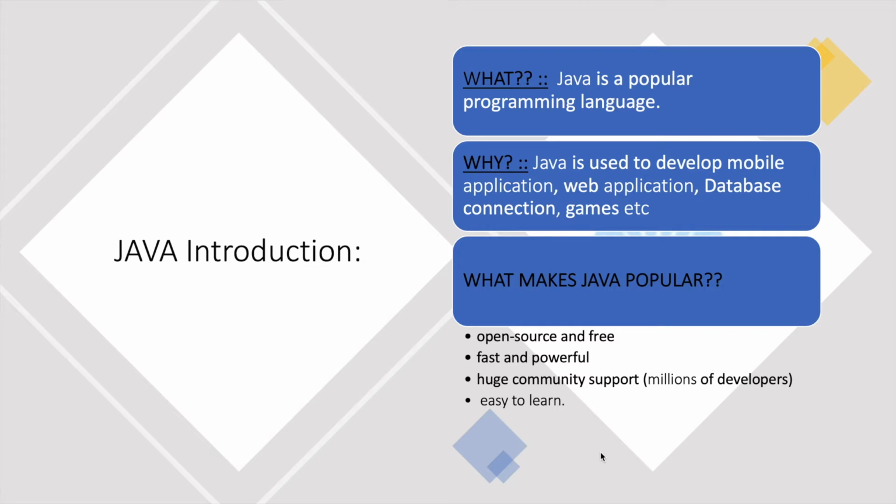So what makes Java popular? Java is open source and it's free to use. It's very fast, popular, and secure. It has high community support, which is very helpful for any programming language. It has millions of developers. It is very easy to learn.